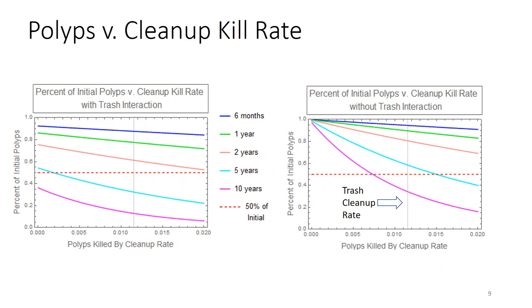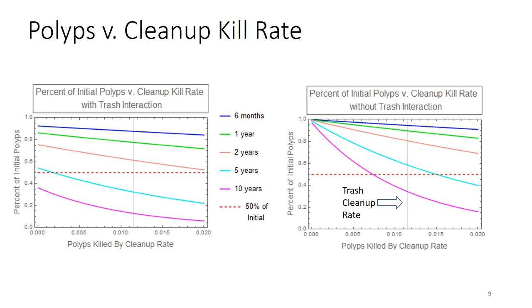So the first question is, what would happen with the polyp population based on a varied cleanup rate of killing them? So the cleanup system is out there, the Velella is interacting with whatever system is out there, they're dying at some rate. On the left, we assume that there is a negative impact due to trash interaction. And on the right, we assume that there is no negative interaction due to trash interaction. We don't know which one is right or if it's somewhere in between.